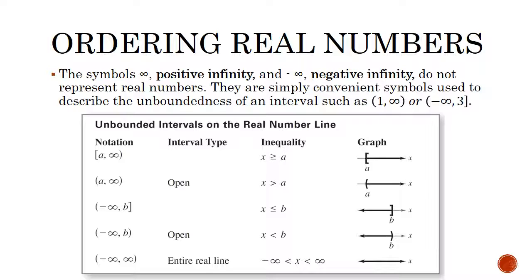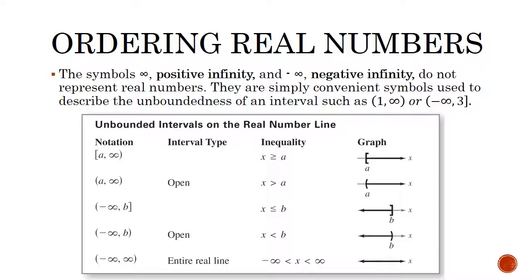All right, some more symbols we have. We have infinity and negative infinity, and they do not represent real numbers. There is no number infinity. You cannot go to infinity or beyond, so I'm sorry if that disillusions you. They are simply convenient symbols that we use to describe the unboundedness of an interval. In other words, an interval that does not have either a starting point or a stopping point or both.